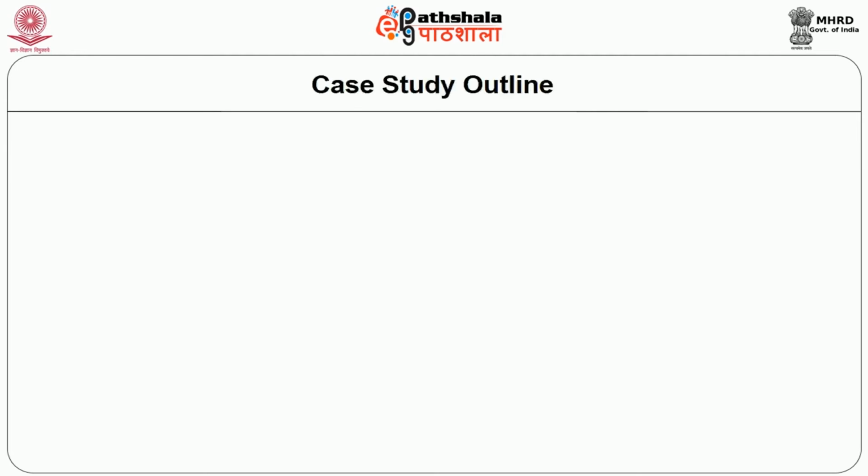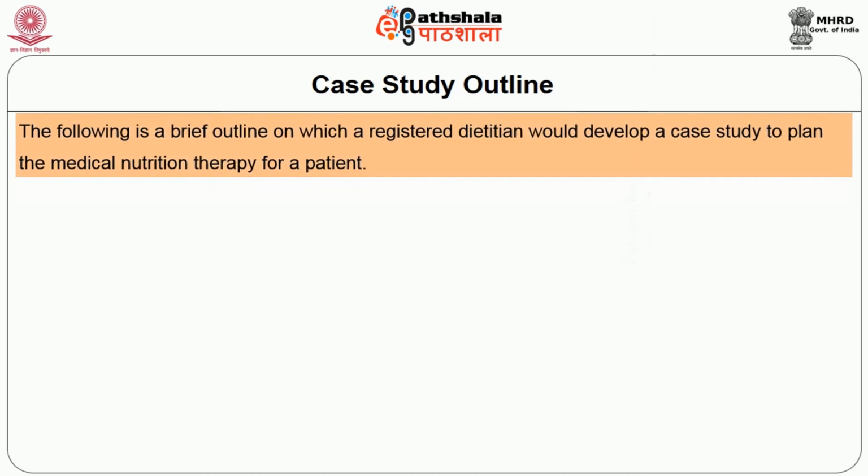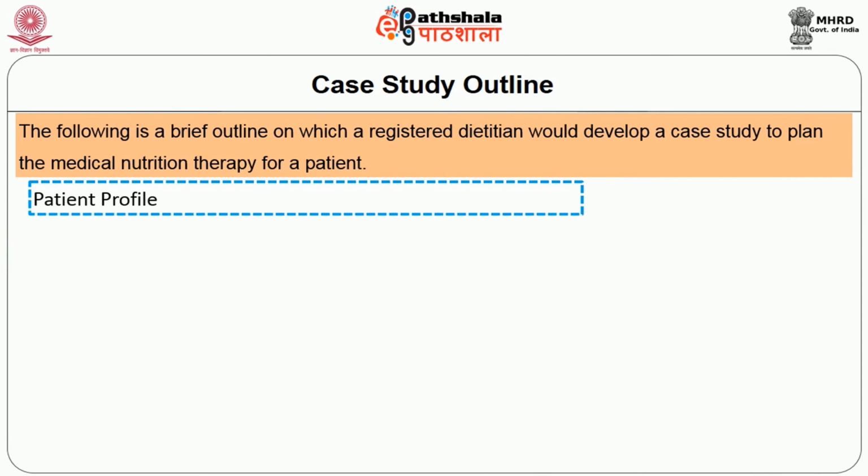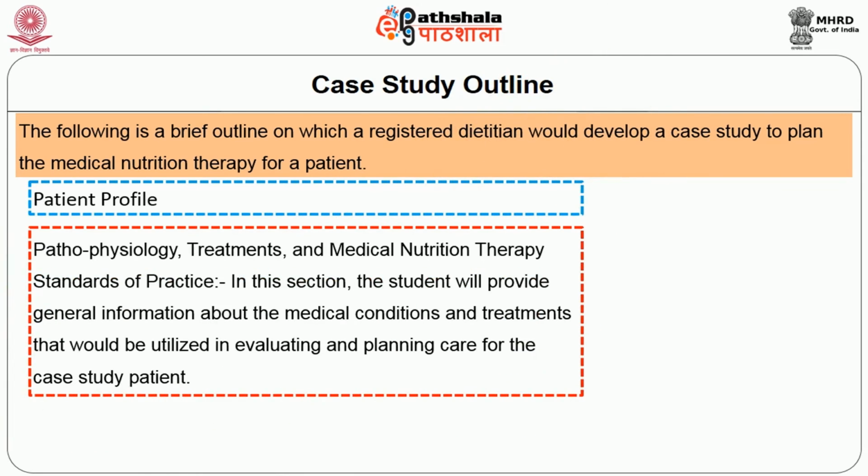Here is an example of a case study outline for a hospitalized patient. Case study outline. The following is a brief outline on which a registered dietitian would develop a case study to plan the medical nutrition therapy for a patient. First, look into the patient profile. Then, pathophysiology, treatments, and medical nutrition therapy.